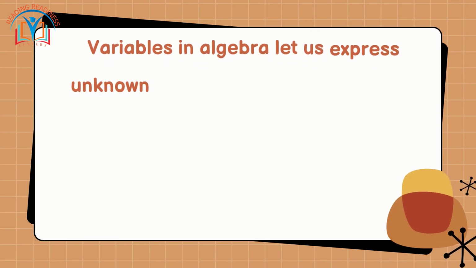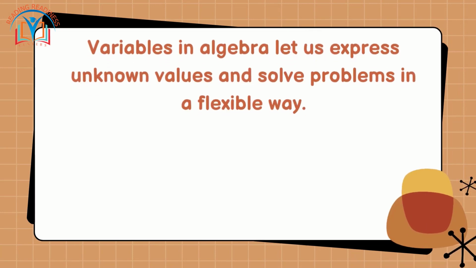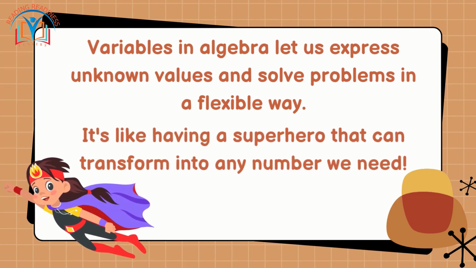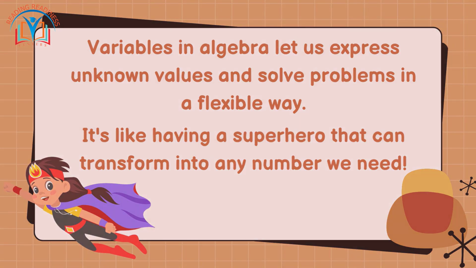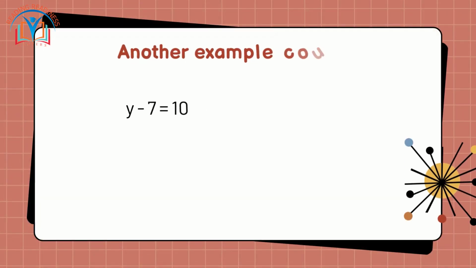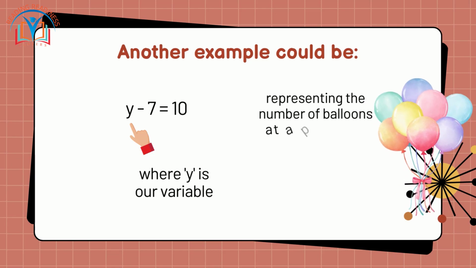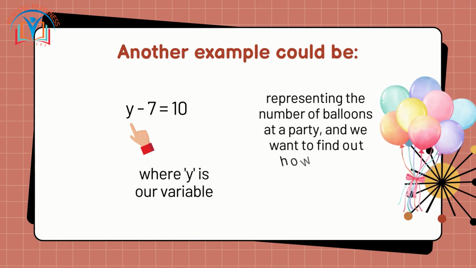Variables in algebra let us express unknown values and solve problems in a flexible way. It's like having a superhero that can transform into any number we need. Another example could be y minus 7 equals 10, where y is our variable, representing the number of balloons at a party, and we want to find out how many we started with.